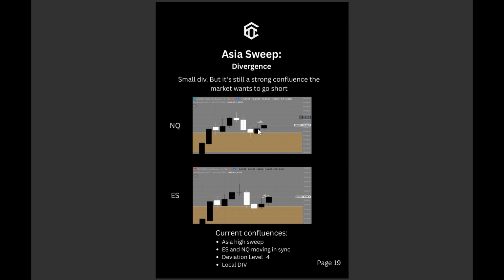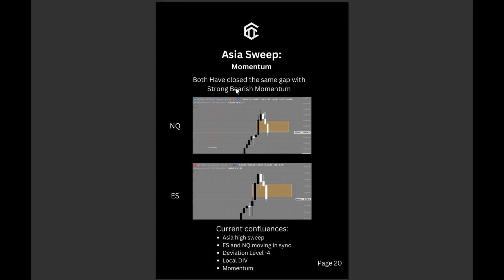You can see it's a very small divergence, but on NQ we've created a low, and on ES we have created a high. So this is what we call a local div. So the current confluences are shown here. Now again we're going to look for our momentum. As you can see here, we've created this 3-minute gap along with our divergence with the deviation level 4. We've now closed this bullish gap with some strong momentum, and we've also done the same on ES.